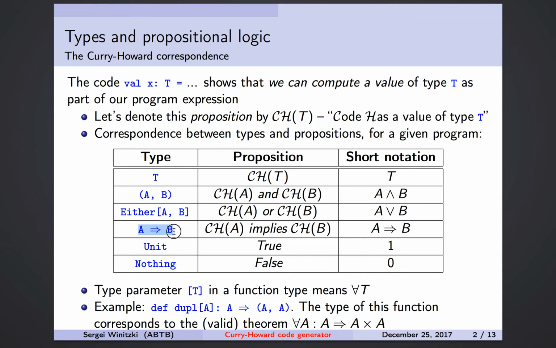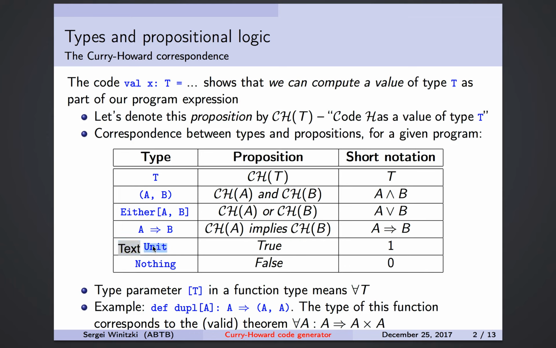So if we have a function type like this, it takes an argument of type a and returns a value of type b. Now, on the logical side, it doesn't really mean we have a value of type a, it also doesn't mean we have a value of type b. But if somebody gives us a value of type a, then we can apply this function and get a value of type b. So in the logical language, if we are able to compute a value of type a, so if ch of a, then ch of b. So that's a logical implication from a to b.